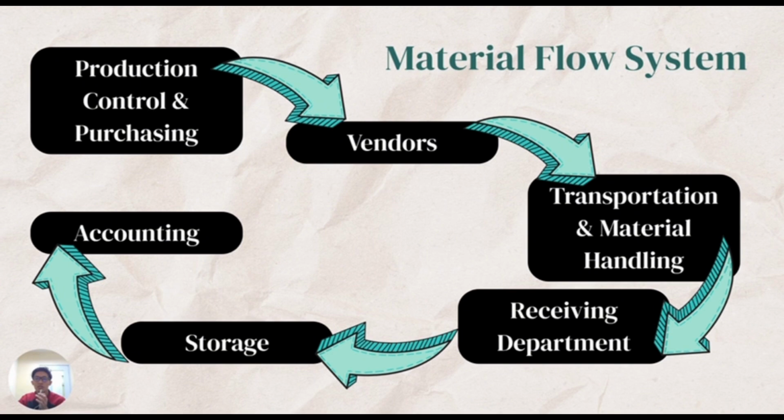Once the materials arrive, the receiving department checks the quality and quantity of the incoming goods. The approved materials are then stored and organized until they are needed. Finally, the accounting team processes invoices and updates inventory records. The goal of this system is to reduce delays, cut waste, and maintain a smooth production process.